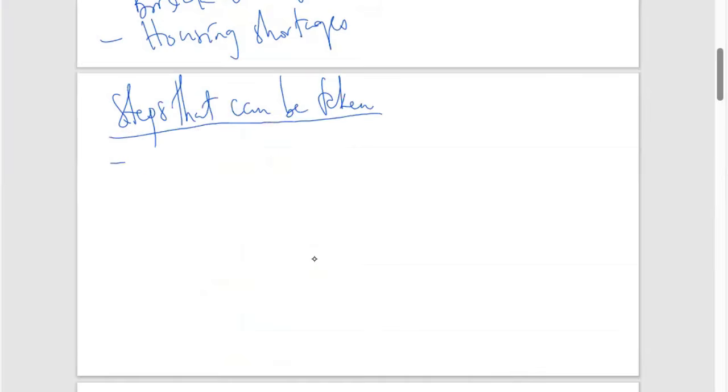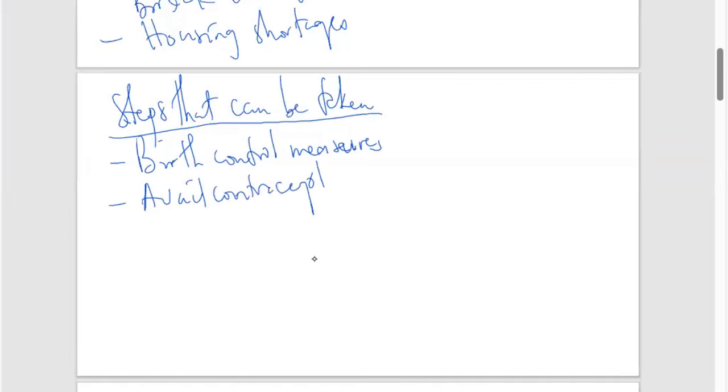We can look at steps like birth control measures. We try to institute birth control measures and make them available to people and educate people on how they must use those birth control measures. And also make available contraception. It must be readily available, and in most instances must be for free so that we encourage people to use them. And also we can look at other practices like incentives for small families.